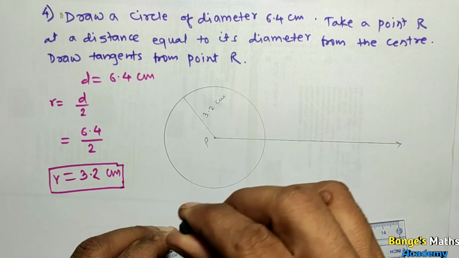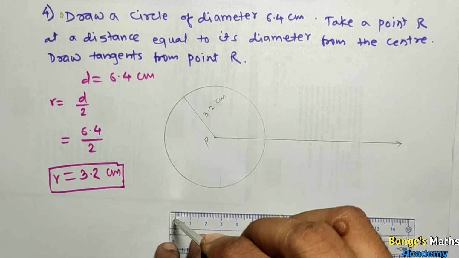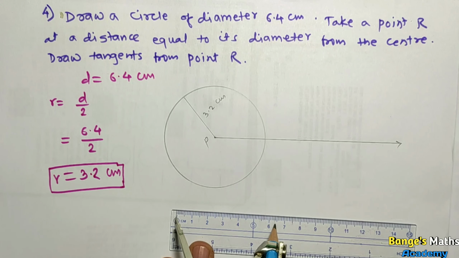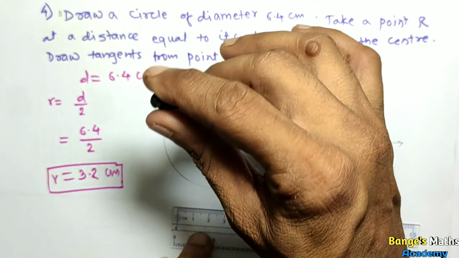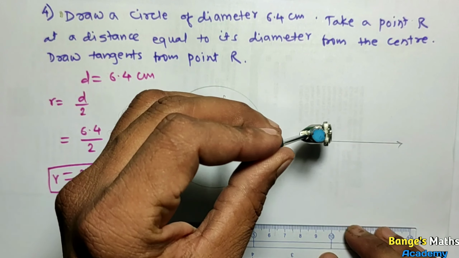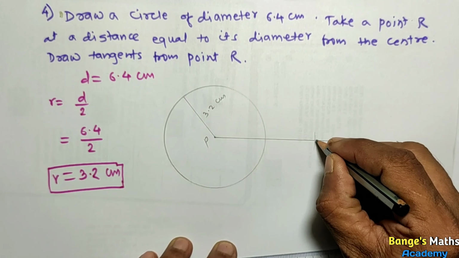So take distance 6.4 centimeter in your compass. Put still point of compass on point P and draw an arc intersecting the ray. So we get point R.